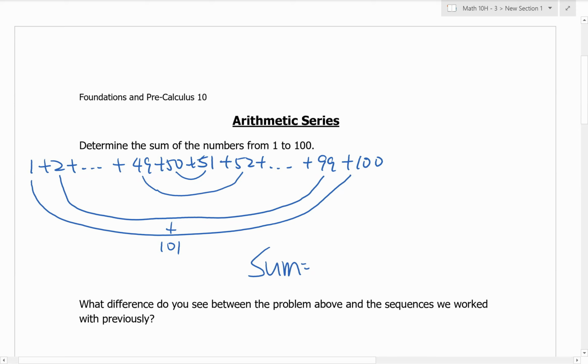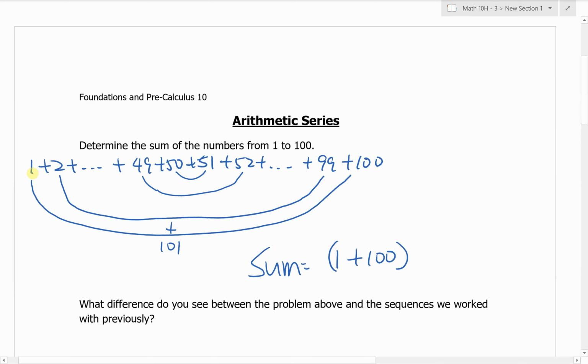Okay, so the sum, really, what we've been doing is taking two numbers added together to get us 101. So the first 101 we got was the first term plus the last term. So we can go 1 plus 100, right? That's the first term plus the last term. And multiply by the number of pairs of 101s, right? That add up to 101.